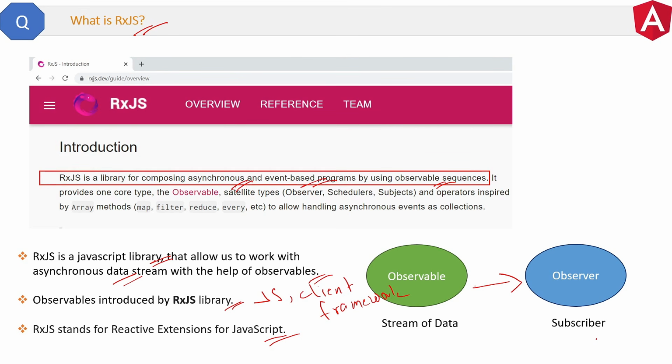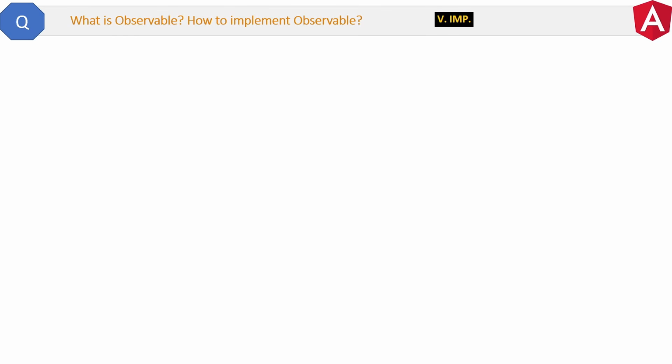Now we will move to the next question. Here is a practical question now. What is observable? How to implement observable? If you have seen my previous questions, then you easily understand that observables are used to stream data to multiple components in Angular. In other words, you can say it emits multiple values over a period of time.